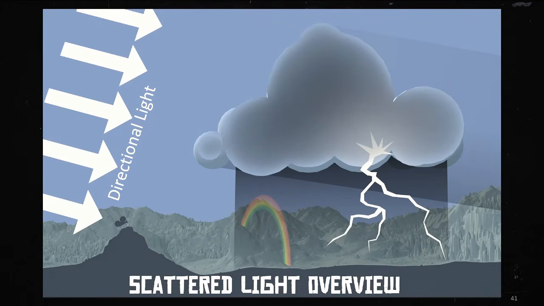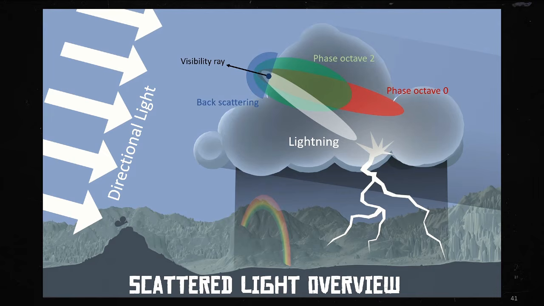In summary then, if we look at the sample position here, this is the visibility ray, which we look up towards the directional light. Then the first octave, second octave, and the backscattering term, which is more like a hemispherical approximation. Then lightning strikes or other lights that we want to integrate, and ambient light represented as an isotropic phase.